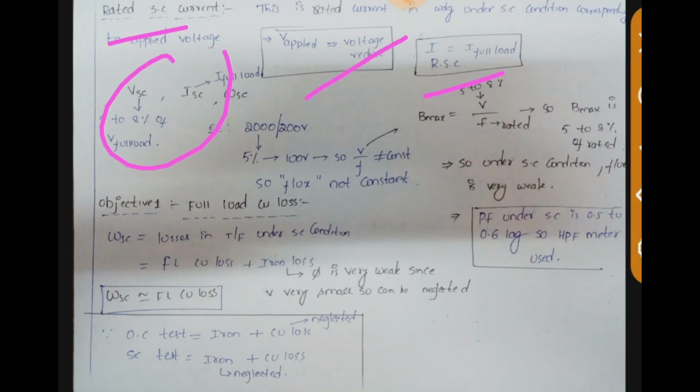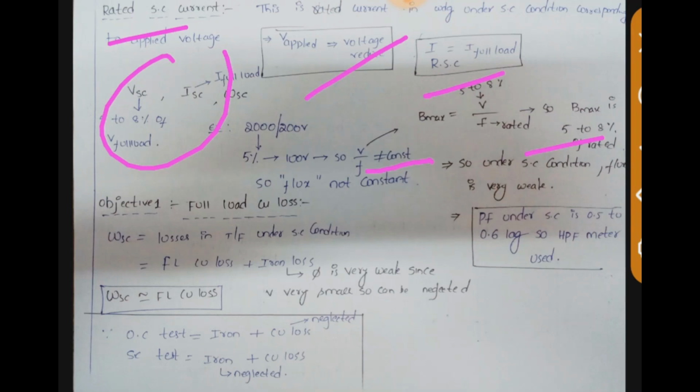Now Bmax is proportional to V by F. What is its consequence? Bmax is very less, because V by F is very less. Bmax is also only 5 to 8%. It's proportional to voltage, and the voltage required is 5 to 8%, so Bmax is also 5 to 8%. So Bmax is very less, and so the core losses under short circuit condition are very less.